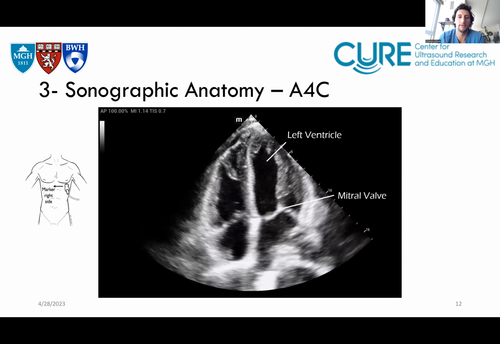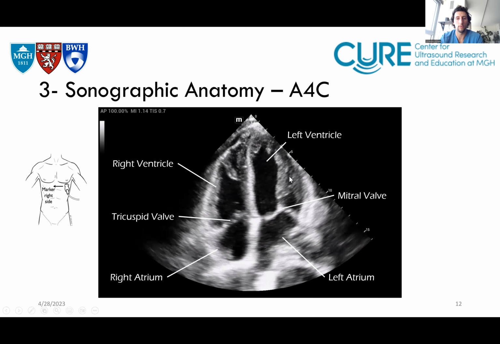Another way to think about it is to keep the marker pointed to the patient's right side. It's really important to get the orientation right. If you always do the same dance every time, you always get the same orientation. Because if you get the wrong orientation, you might flip the ventricles and get confused. So this is the anatomy that we're looking for here, all four chambers.